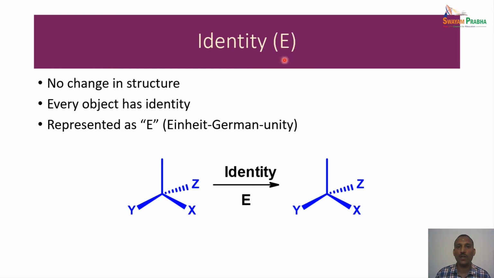Let us look at the identity operation. Here there is no change in the structure after performing the identity operation. So every object has an identity and it is represented as E, from Einheit, that means German unity. If you perform the identity operation on this molecule, we exactly get the same molecule. That means doing nothing is basically an identity operation.